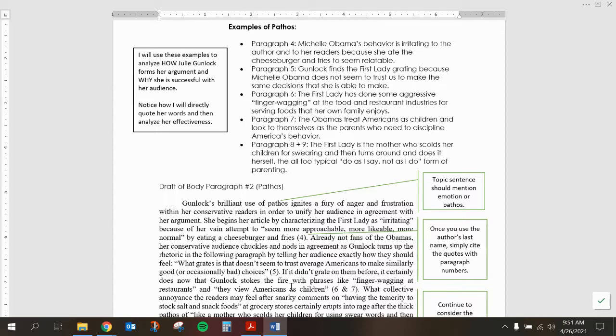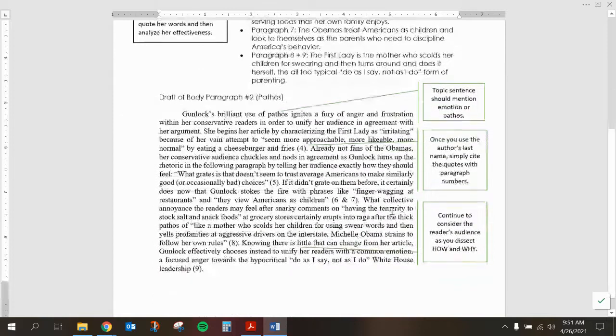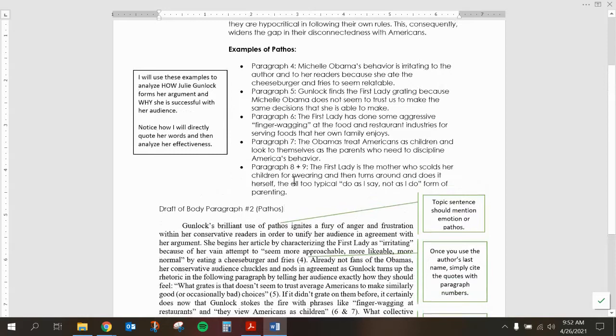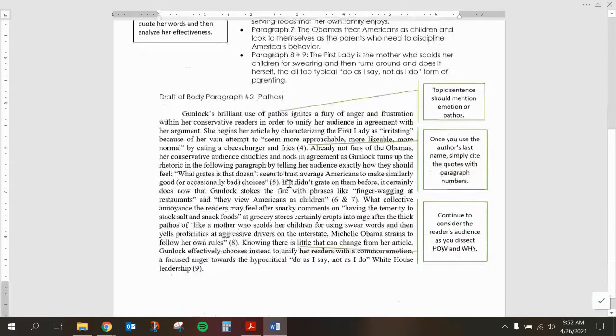So I took these and I tried to form a paragraph. It's a little longer than 200 words, so I'm going to have to go back and trim it. But this is a pretty good example, I think, of a first draft of a pathos paragraph. So listen as I go through it. You're going to hear that I use a topic sentence using either the word emotion or pathos. You'll hear that I'm going to cite the author. Once I use her last name of Gunlock, I'm just going to use the page numbers, or paragraph numbers rather. I'm also going to try to come back to the question of why. So I have a lot of hows, which I drew from my planner. These are my hows, how she does it. I'm also going to pull out why this is effective, particularly for that audience.